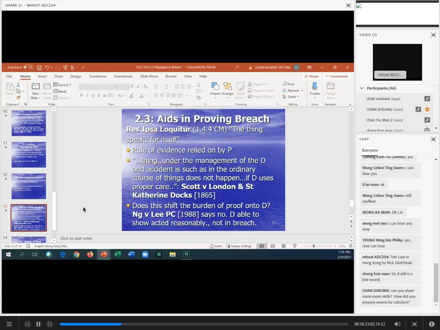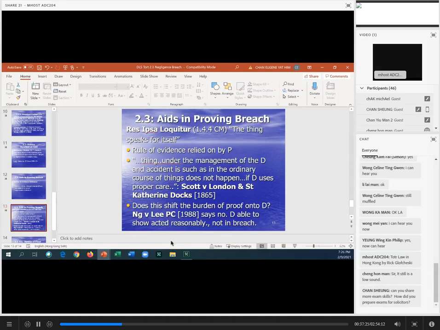Res is the thing. Ipsa is itself. Loquitur means speaks. So the thing speaks for itself. It is a rule of evidence relied on by the plaintiff. And the test is the thing, whatever it is. It could be a crane or some form of machinery under the management of the defendant, and the accident is such as in the ordinary course of things does not happen. If the defendant uses proper care, then the thing speaks for itself.